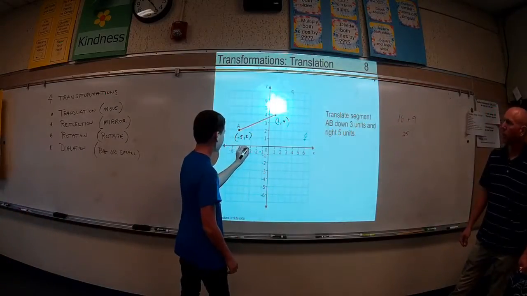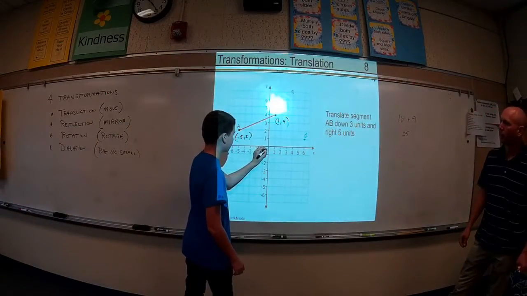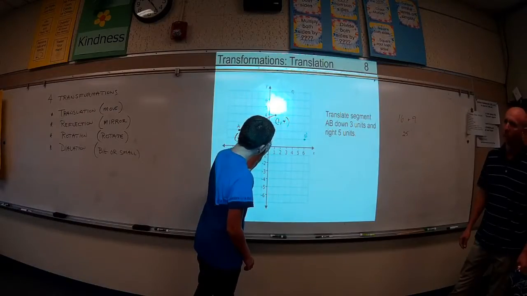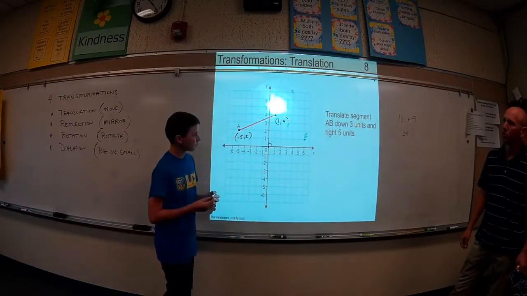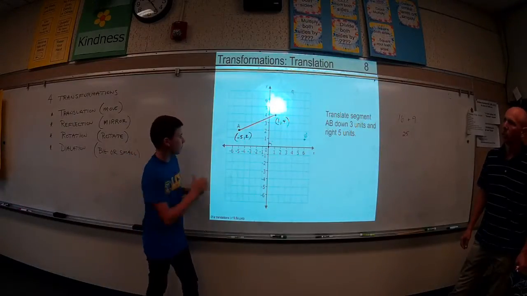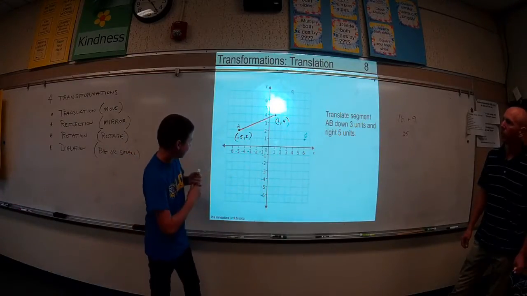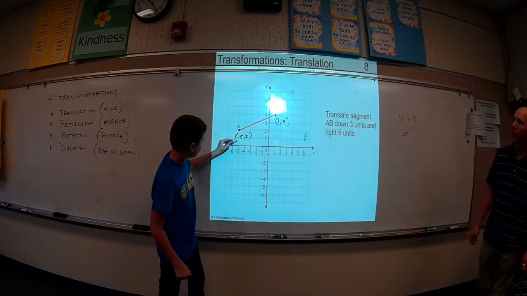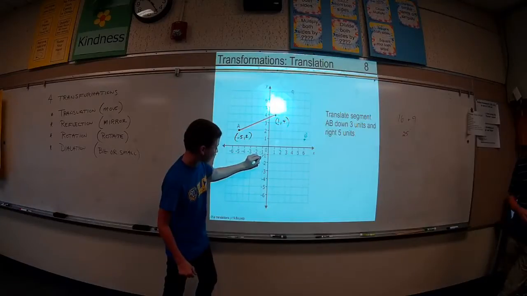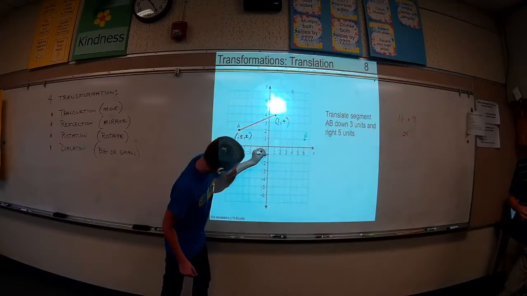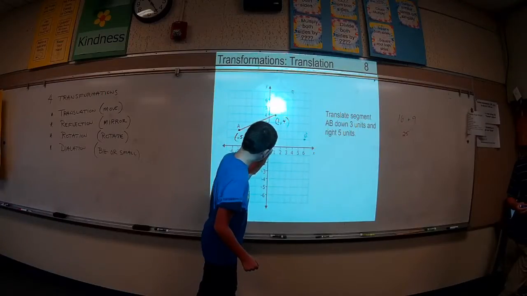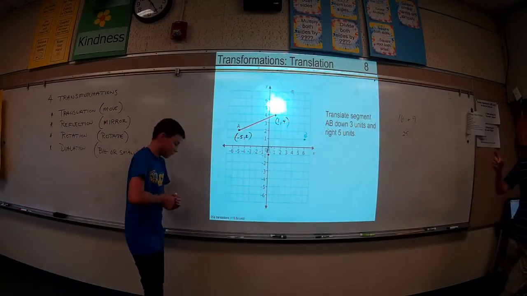Going down 3 and right 5. What do you think of that point? One lower. No. It should be at the negative. Just down behind. So start at the beginning again. Go back to A. Go down 3. There it is, down 3. A prime.